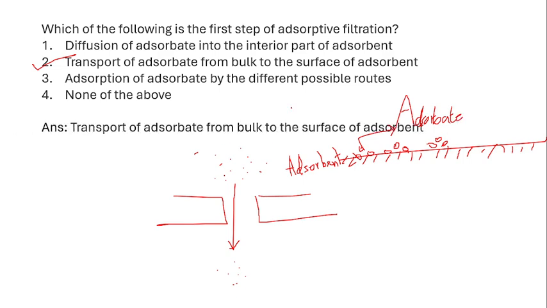So here the first step in the adsorptive filtration is transport of adsorbate from bulk to the surface of the adsorbent. So from the bulk quantity to the surface of the adsorbent it is going to pass. Then through physical or chemical interaction, some will be adhered to it and some will be going to diffuse into the interior part of the adsorbent.